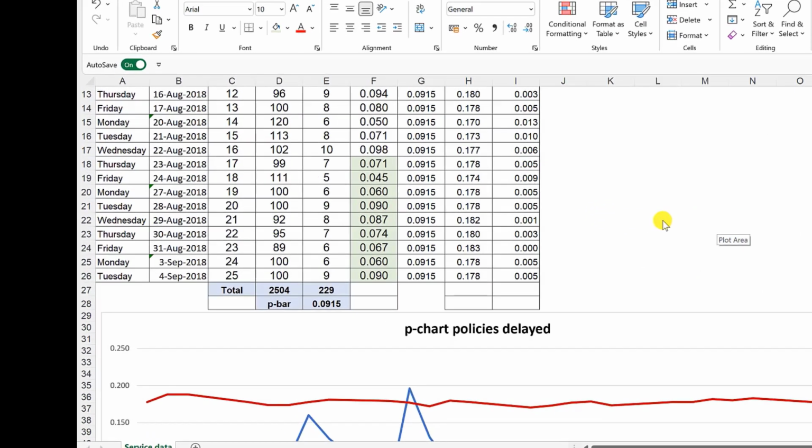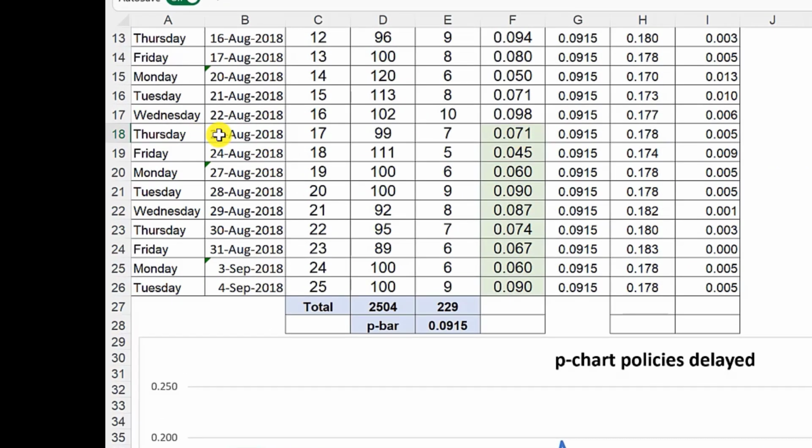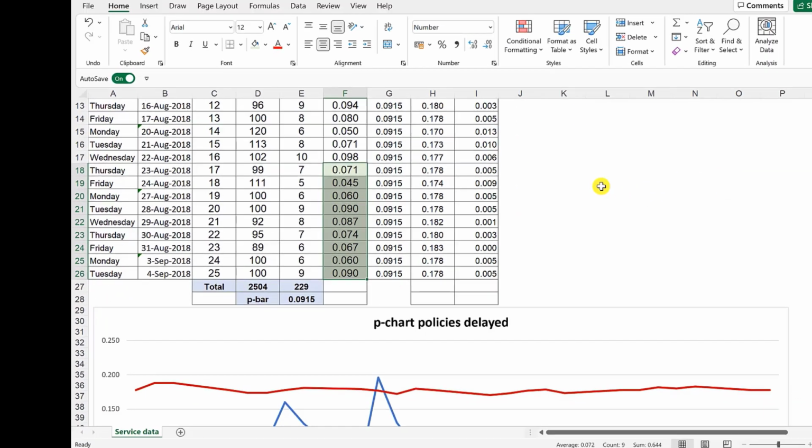We can also observe this in the table. As you can see, from 23rd August to 4th of September, all these points of proportion delayed are less than the mean value of 0.0915. So these are all consecutive 9 points, and the probability of consecutive 9 points below the central line is very low.